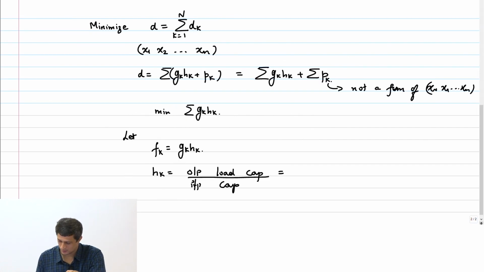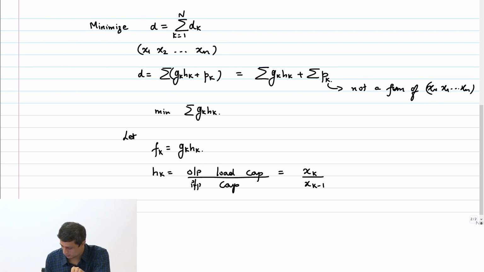So what is hk? It is simply going to be xk divided by xk minus 1. xk is basically the input cap of the k plus 1th gate, which is nothing but the load of the kth gate. Therefore, this is just xk by xk minus 1.